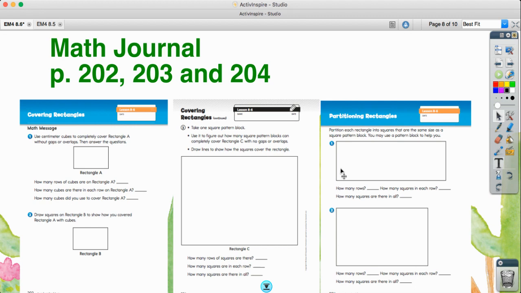And finally, partitioning rectangles. Partition each rectangle into squares that are the same size as the square pattern block. You may use a pattern block to help you. Then answer the questions below.